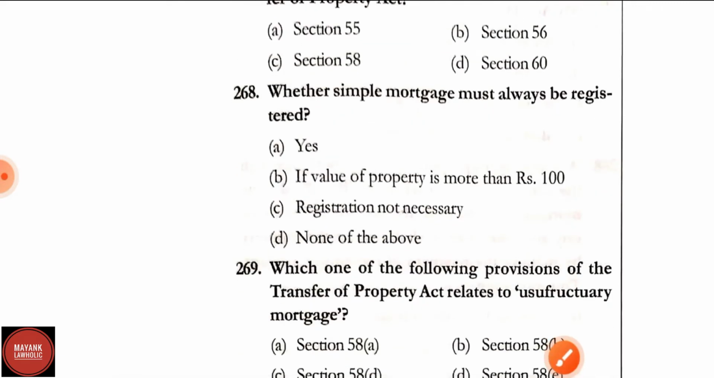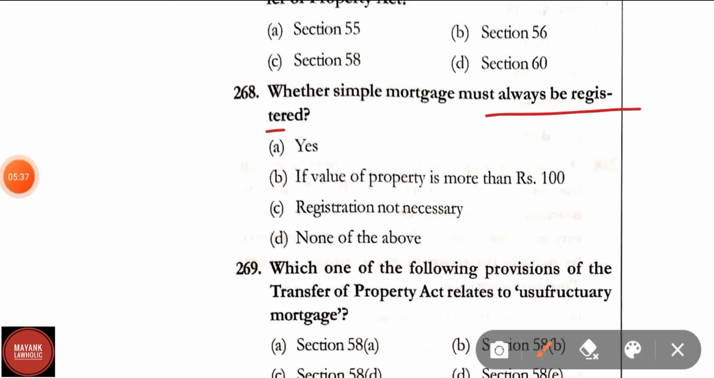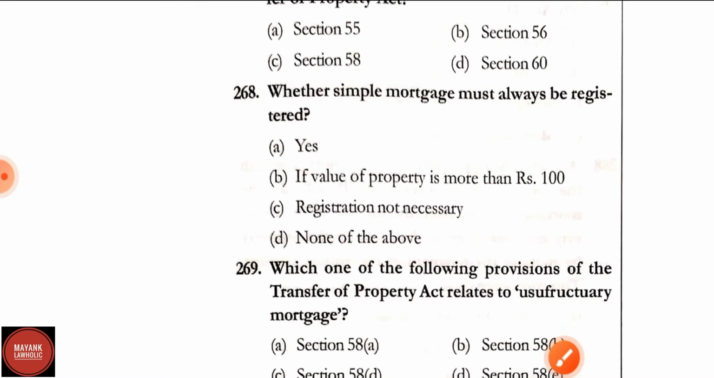Question number 268. Whether simple mortgage must always be registered? Options are yes, if value of property is more than ₹100; registration not necessary; none of the above. Correct answer is option A, yes. In simple mortgage, registration is always necessary.